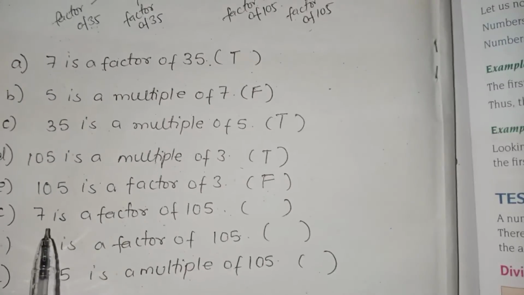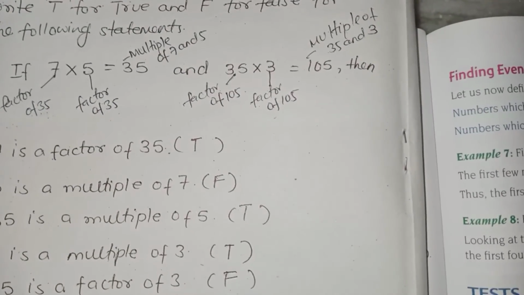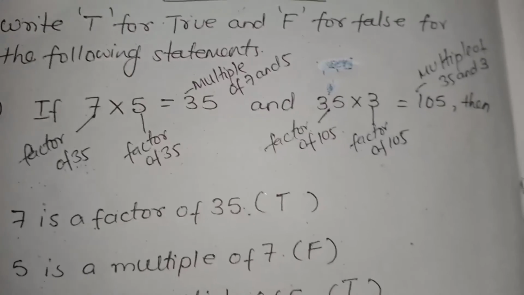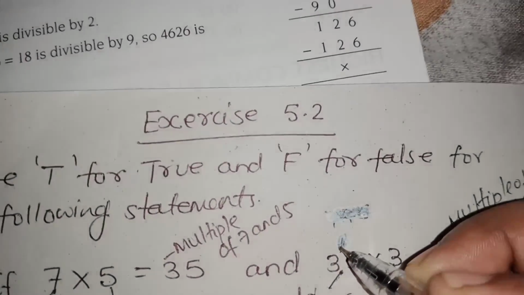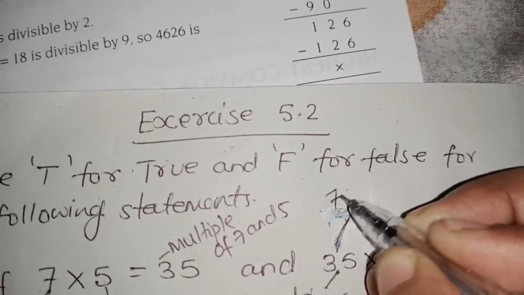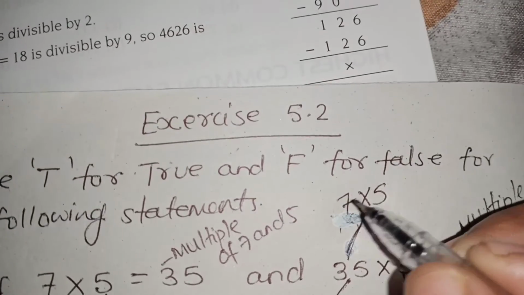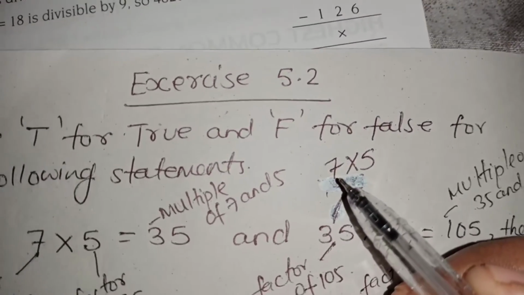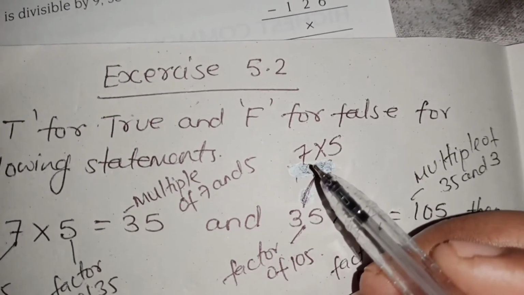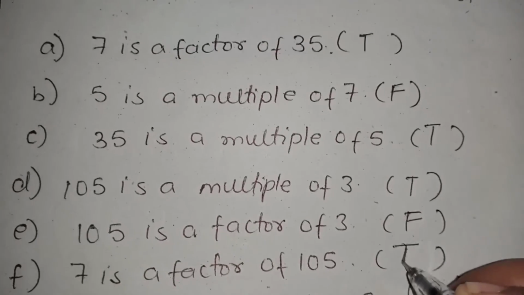Now F. 7 is a factor of 105. Let us see. Now see here, this is 35. So this 35 we can even write as 7 into 5. 7 5s are 35. So 7 into 5 into 3, what we will get? 105. That means 7 is the factor of 105. So that is why the answer will be true.